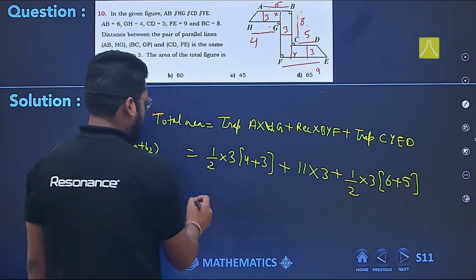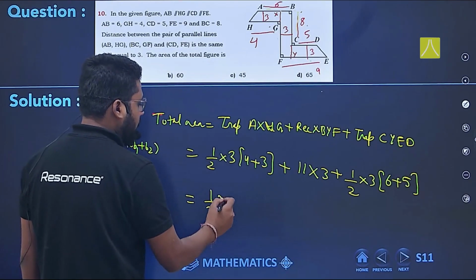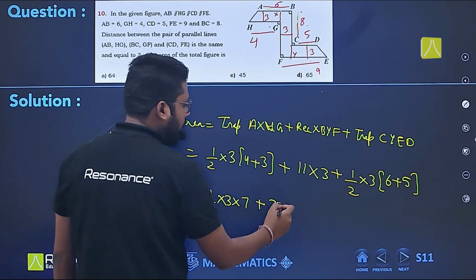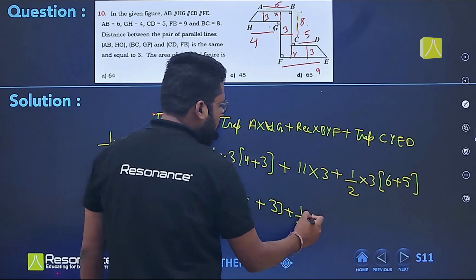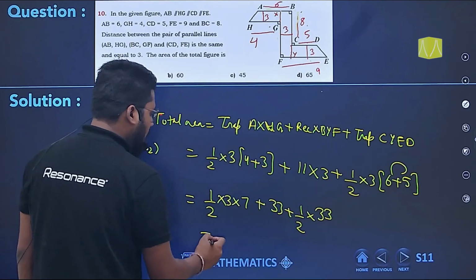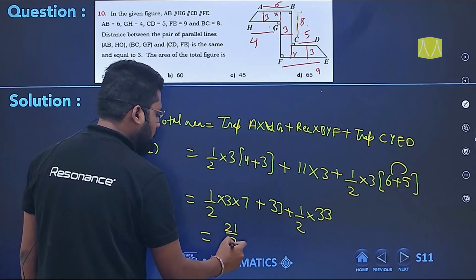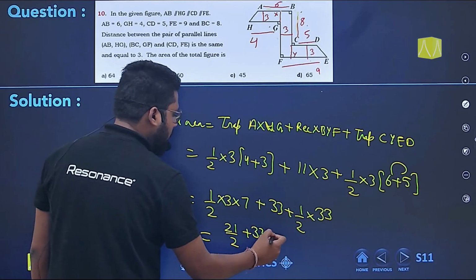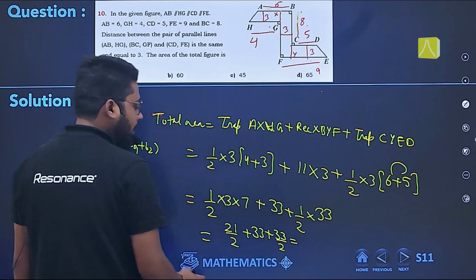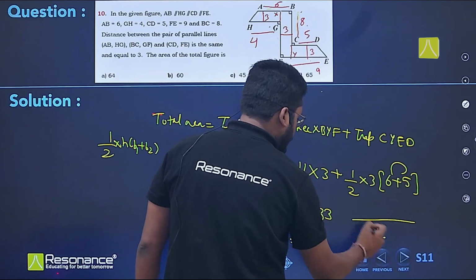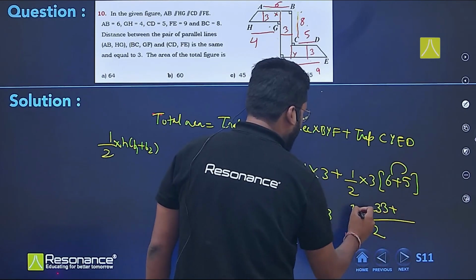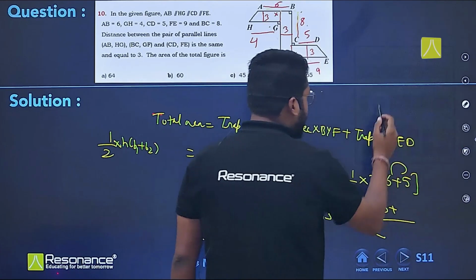Now it will be half into 3 into 4 plus 3 is 7, plus 11 into 3 is 33, plus half into 6 plus 5 is 11, 11 into 3 is 33, 33 by 2. If you add them, it is 21 by 2 plus 33 plus 33 by 2. If you take LCM 2 here, you will get 42 plus 33 plus 33. Sorry, 21, because 2 is there in the denominator.